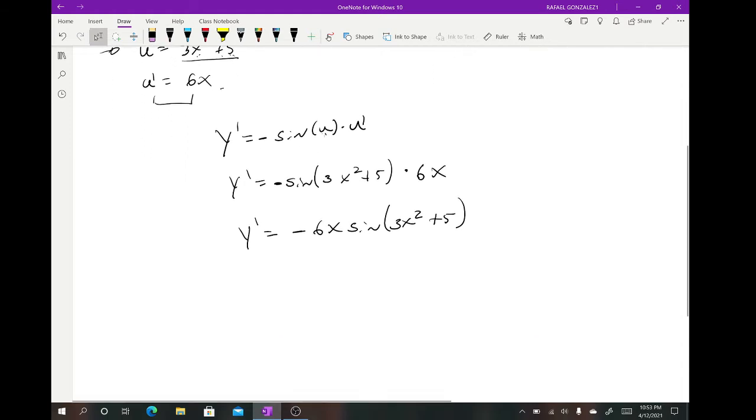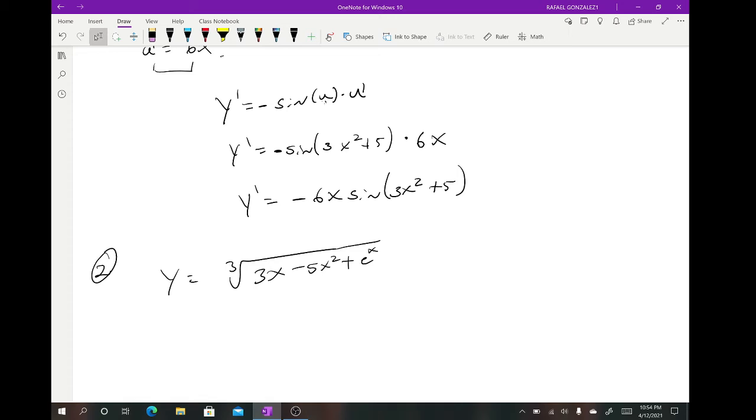Let me do another one just for practice. Let's say now the function is given to you as the cubic root of, let's say, 3x minus 5x squared plus e to the x.